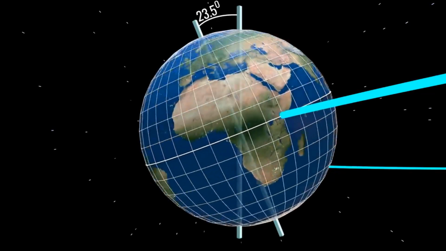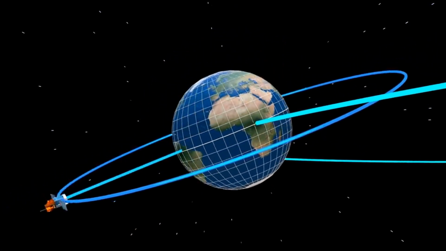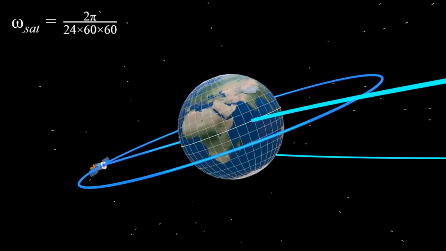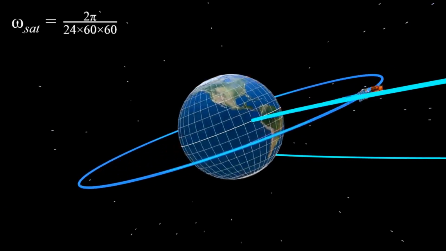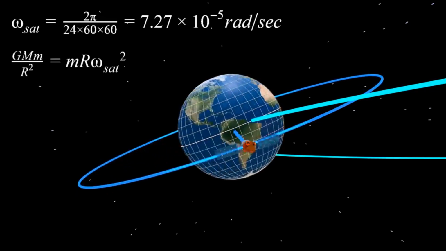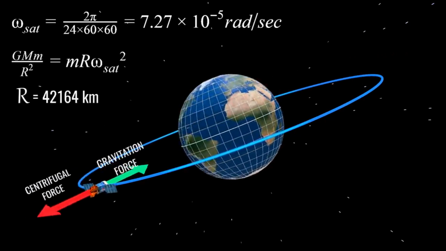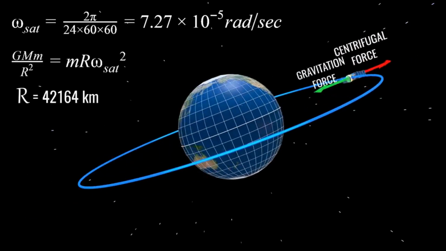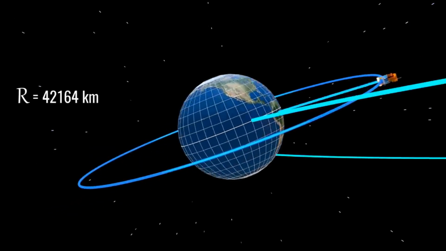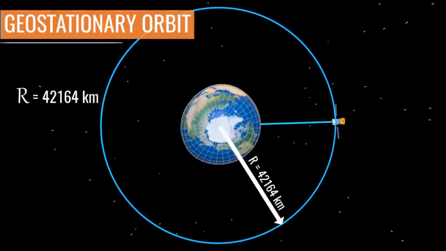For satellite TV to work, the satellite should not move relative to your house. This means that the satellite should rotate at the same speed as that of the Earth, which means it will take 24 hours to complete one cycle. Let's work out the force balance equation of the gravitational and centrifugal forces at this point, using this speed information. You can see that the orbital radius required to achieve the no relative motion condition for the satellite is exactly 42,164 kilometers.